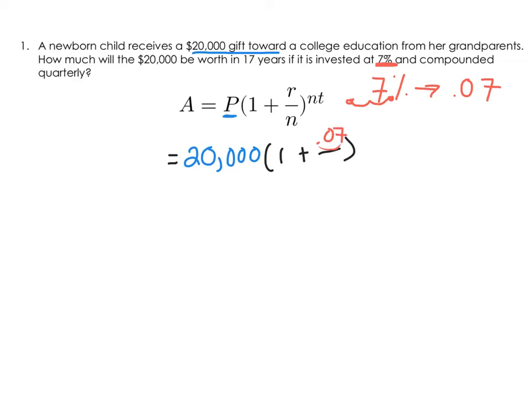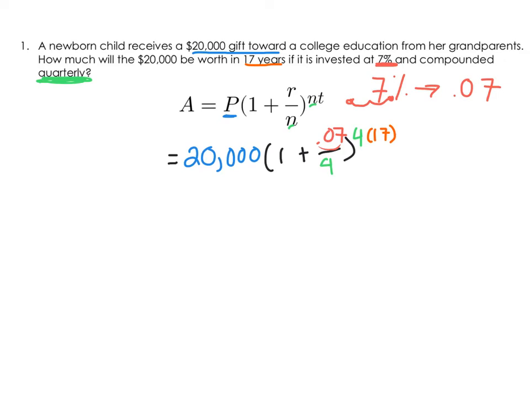Now n, remember there are 2 places. If we look back into our problem, the buzzword that was given to us was quarterly, meaning we're going to gain interest 4 times a year. So I'm going to plug in 4 for n here, and 4 for n in my exponent. And then finally, the time that was given to us will be 17 years. So I'm going to plug 17 in here.